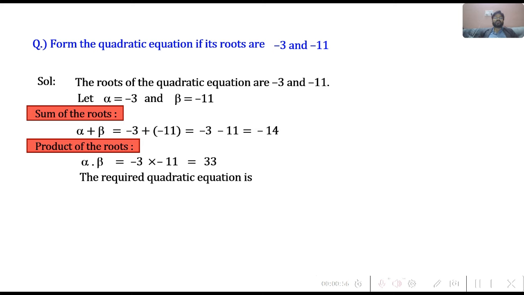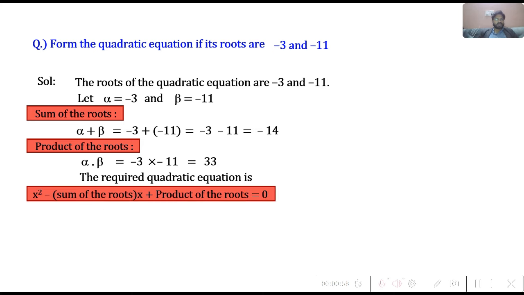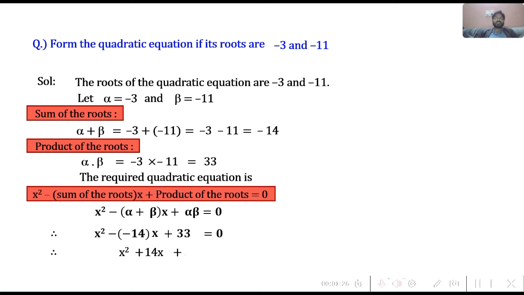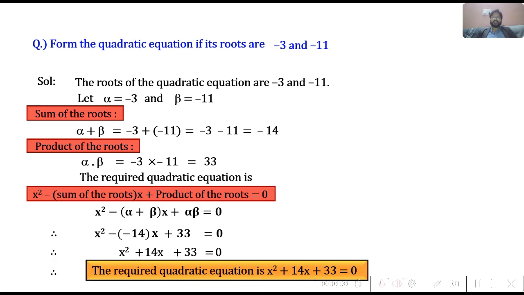So the required quadratic equation is x square minus sum of roots x plus product of roots is equal to 0. So x square minus alpha plus beta x plus alpha beta is equal to 0. So x square minus alpha plus beta, which is minus 14, x plus alpha beta, which is 33. So x square plus 14x plus 33 is equal to 0. So this is the required quadratic equation.